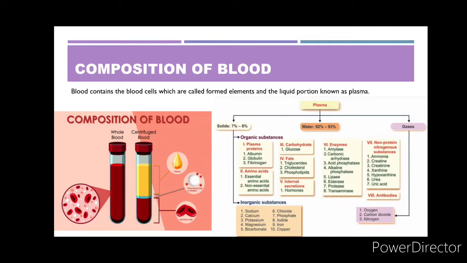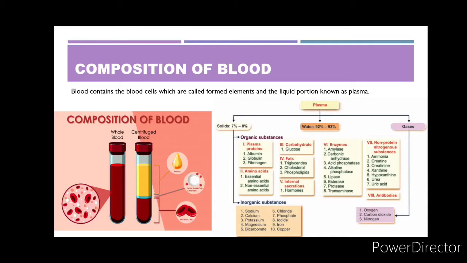Composition of blood. Blood contains the blood cells, which are called formed elements, and the liquid portion is known as plasma. Now in the first diagram, you could see a test tube which is the whole blood. When this whole blood is centrifuged, it depicts the second test tube, where the RBCs settle down. Above them there is a thin white line which mainly constitutes the WBCs and the platelets, and above them is the plasma, yellow in color.